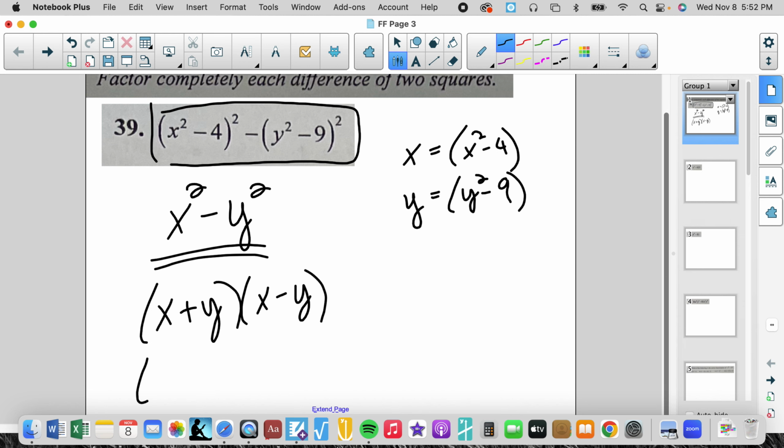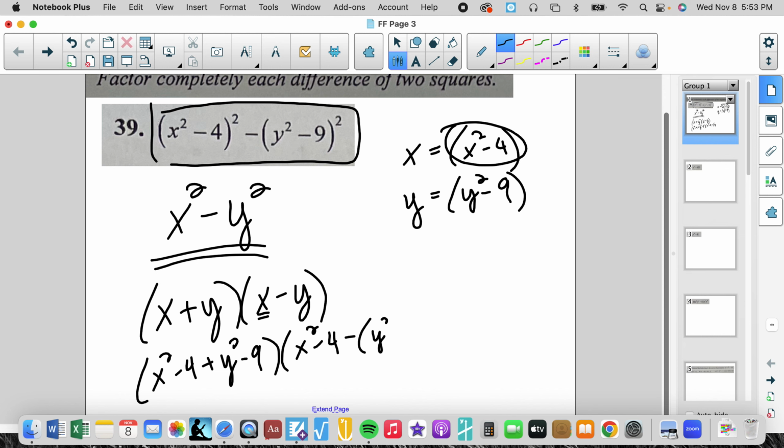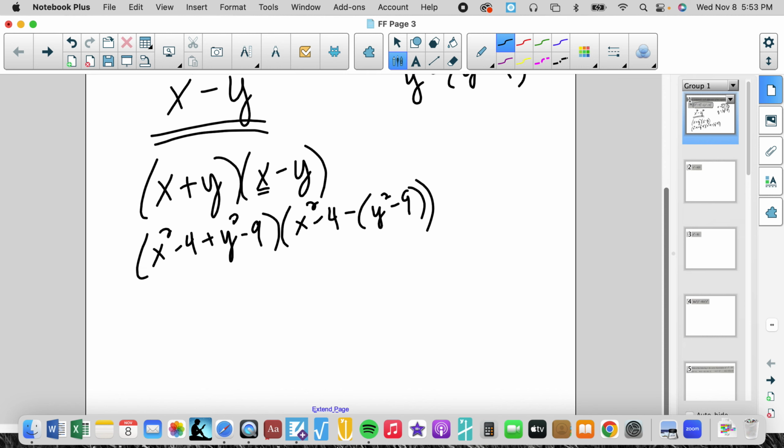So if we substitute them back in, instead of writing x, we write x squared minus 4. And we can write plus my y value, which is y squared minus 9. And then we would write the x value, which is x squared minus 4, minus the y value. And this is where it gets tricky. That was the tricky part, because we're minusing the y, and that's the opposite of that.